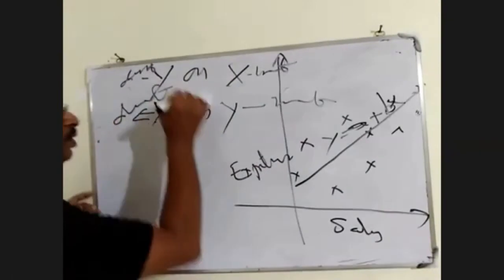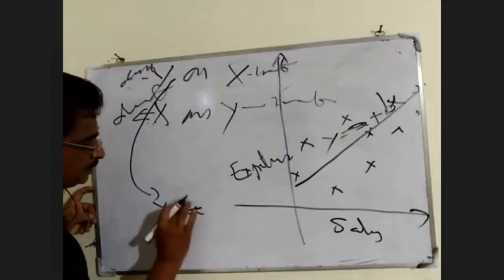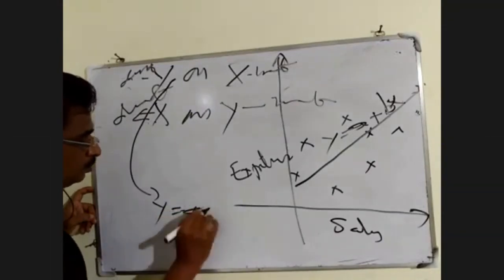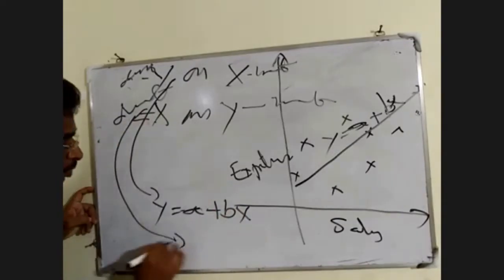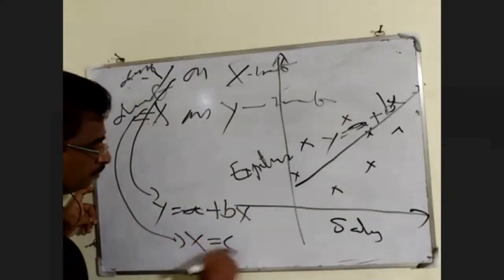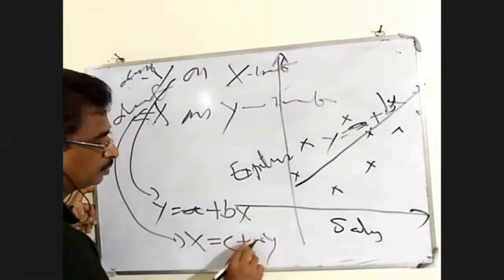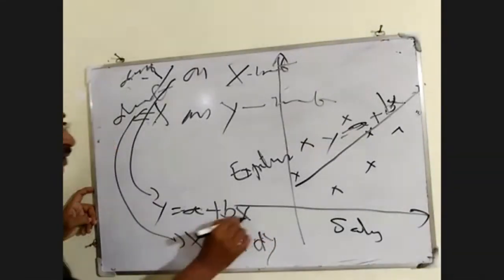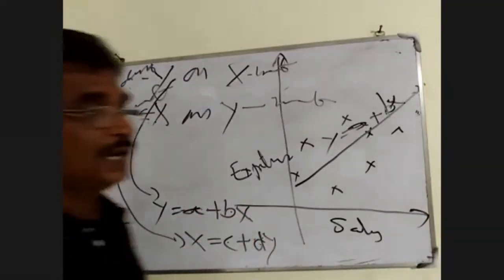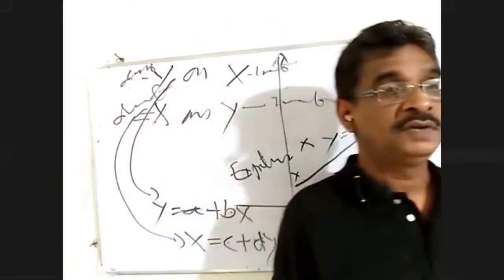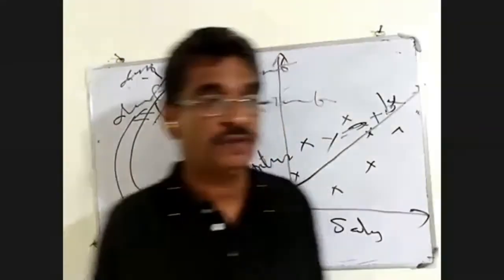Usually, the regression equation y on x is always of the form y is equal to a plus bx. And the regression equation x on y is of the form x is equal to c plus dy. This is the equation. a and b are constants, c and d are constants, that can be found from the data. You can find out the values of a and b.